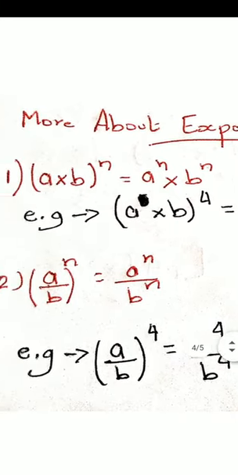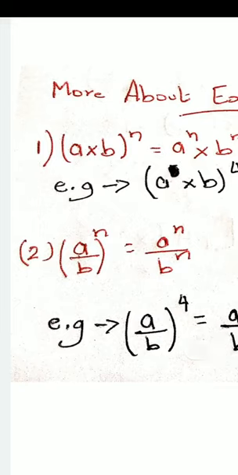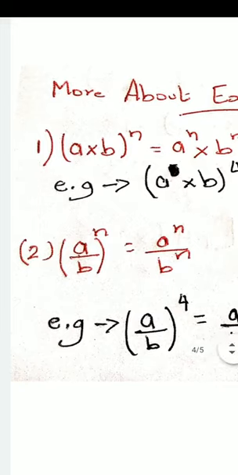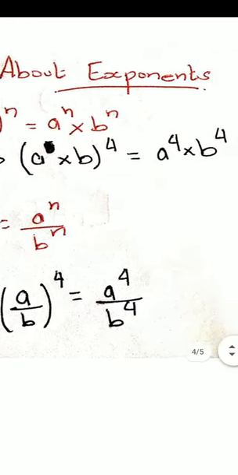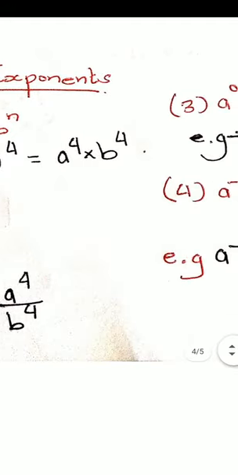Okay. In the next case, if I have (a by b) to the power n, then it will become a to the power n divided by b to the power n. (a by b) to the power 4, I can write using this property as a to the power 4 divided by b to the power 4.